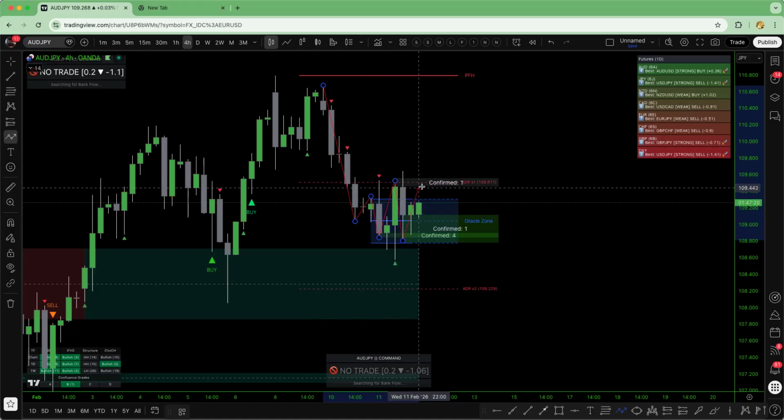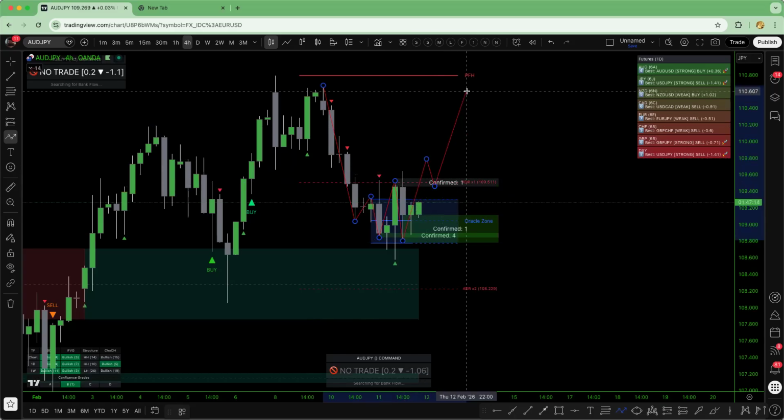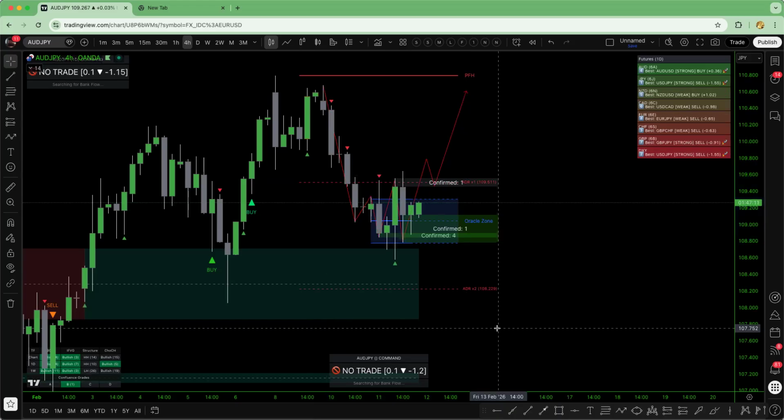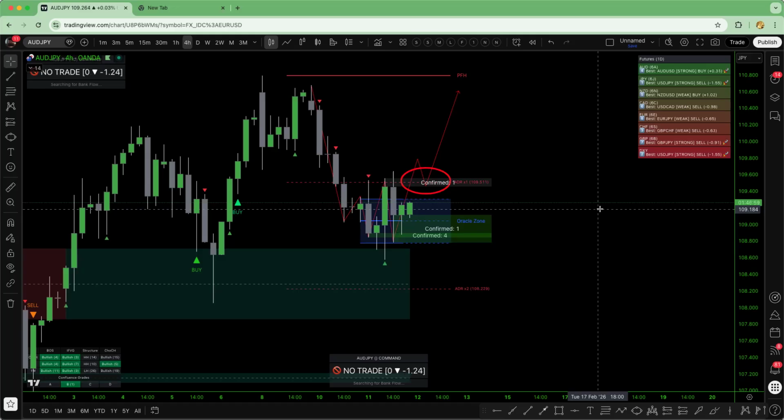Yep, see? So it's showing your structure's holding. So you've got like a double bottom here. And then if it breaks above here, you've got a higher low forming for your continuation. You see it? You see the play, my G? You see it? Right there. That's your target. You see it? No worries. So it's right there for you and me.